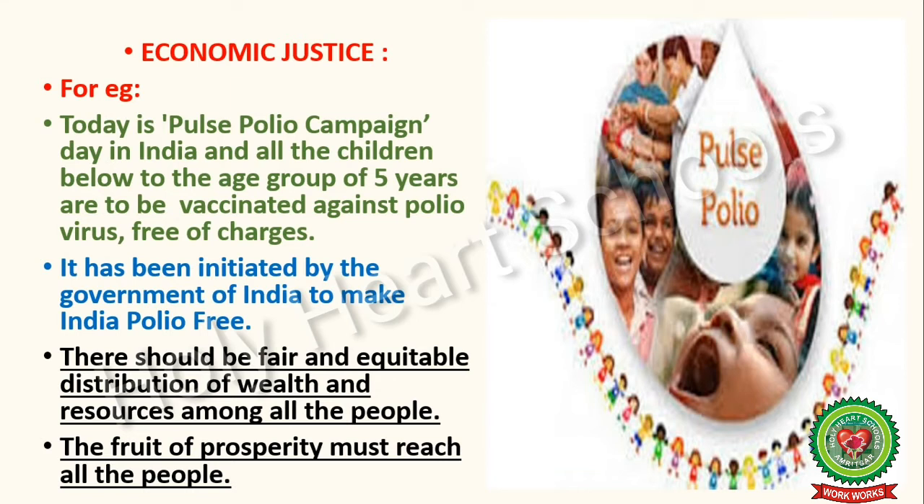So it is economic justification, because the government wants the people to be polio free. And for your awareness, by 2014 India has been declared polio free. Now India is a polio free nation. So, what is economic justice? There should be fair and equitable distribution of wealth and resources among all the people. So, when the government is using resources on Pulse Polio, that is equitable distribution of wealth and resources among all the people. The fruit of prosperity must reach all the people.